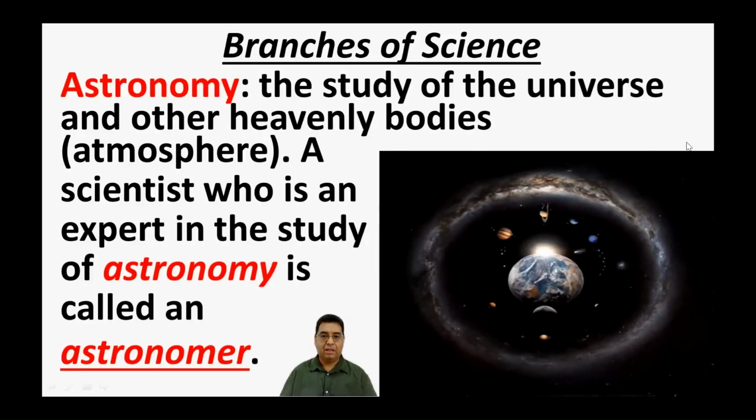Astronomy, the study of the universe and other heavenly bodies, such as the atmosphere and what's beyond the atmosphere. A scientist who is an expert in the study of astronomy is called an astronomer. So as you can see here, I got this illustration showing Earth and other planets that are in outer space. Okay, so this is what astronomy is.